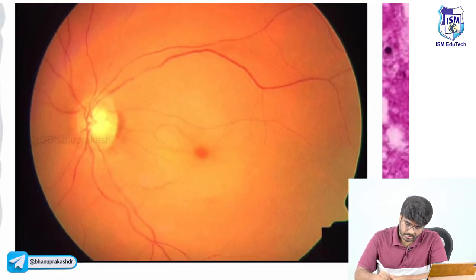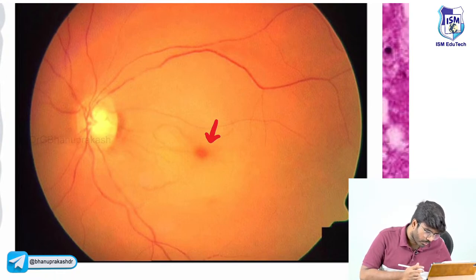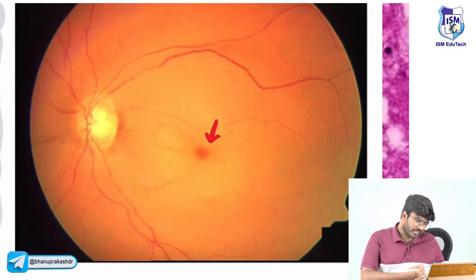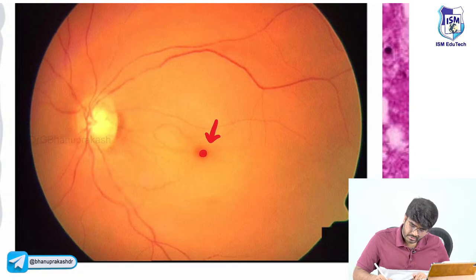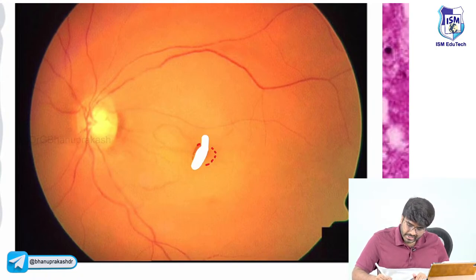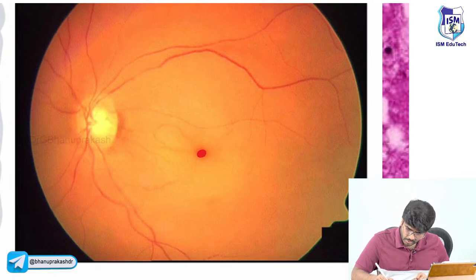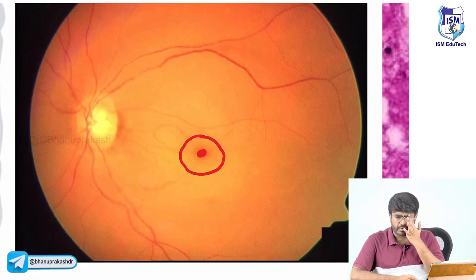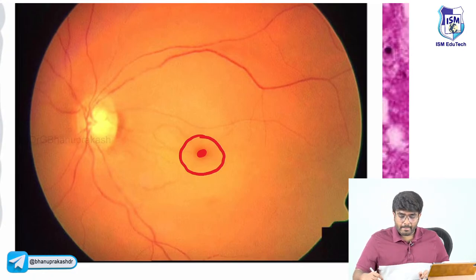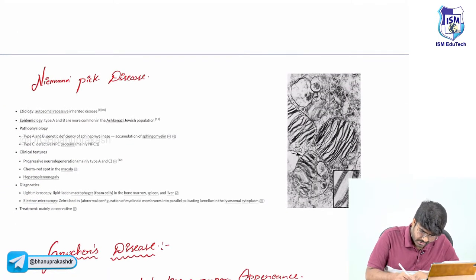What is this that you are able to appreciate here in Tay Sachs disease? Come on, Monica, what is that? Excellent, Monica. This is a cherry red spot. Cherry red spot in the macula. Or they can say cherry red spot in the fovea also, the region of the macula.